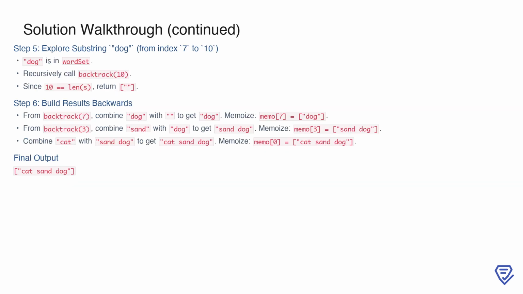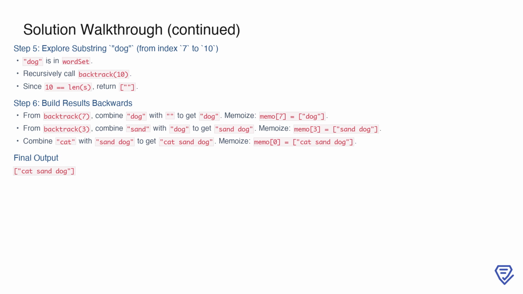At index 7, we now explore the substring dog, which spans indices 7 to 10. Since dog is in the wordSet, we recursively call backtrack starting at index 10. Here, the index equals the length of the string, so we return an empty string as the base case result. Once we have this base case, we start building the results backward. From the backtrack call at index 7, we combine the substring dog with the base case result, forming dog. We then memoize this result as memo[7] equals dog.